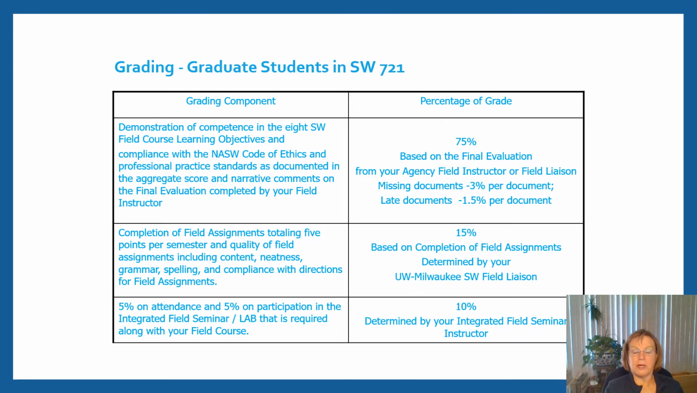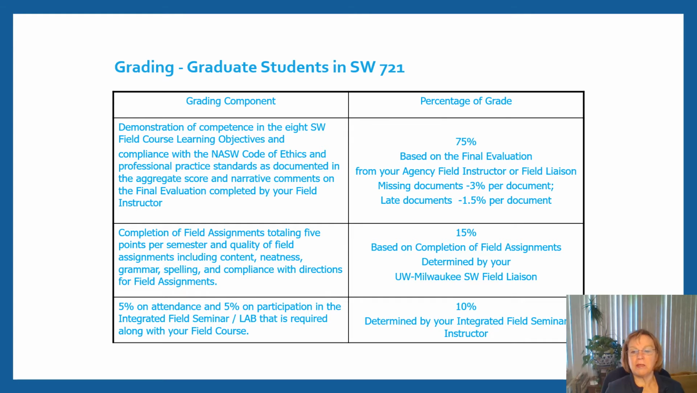This slide gives a breakdown of our foundation students that are in 721. These are our students without a BSW. And they are also in a field seminar. There's 3 parts to their grade, unlike the other courses. 75% again is related to the final evaluation you complete.